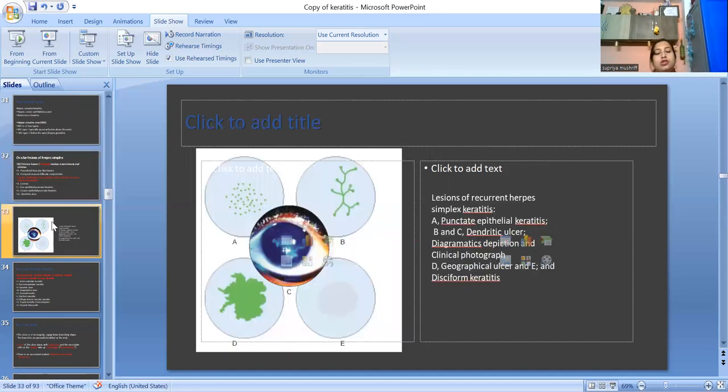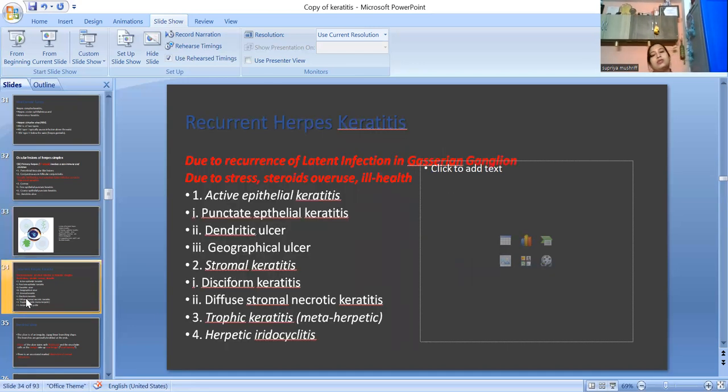These are the four presentations of viral keratitis. In the first lesion of recurrent herpes simplex keratitis, the first picture shows punctate epithelial keratitis. The second picture shows a dendritic ulcer, the third shows a geographic ulcer, and the fourth picture is of stromal or disciform keratitis. These are the four ways in which herpes simplex keratitis can present.